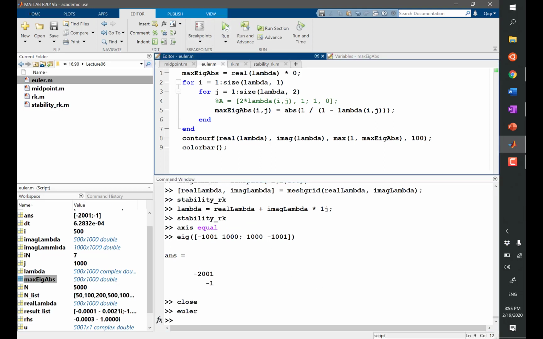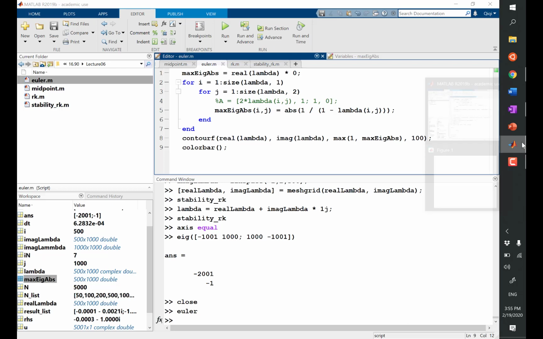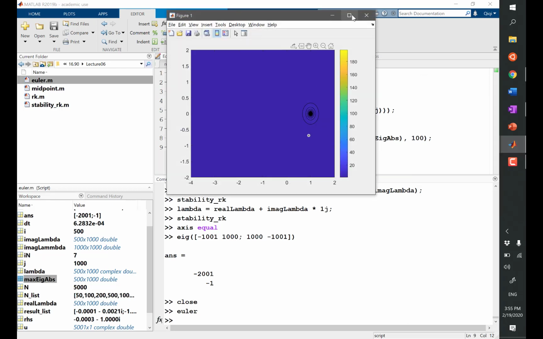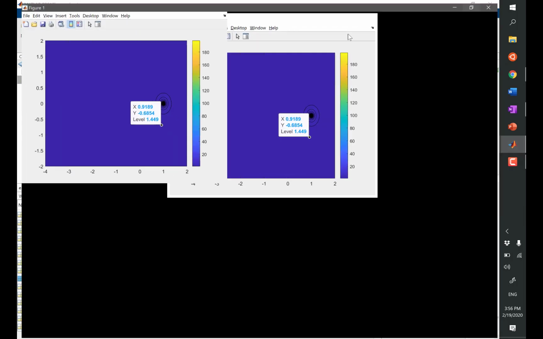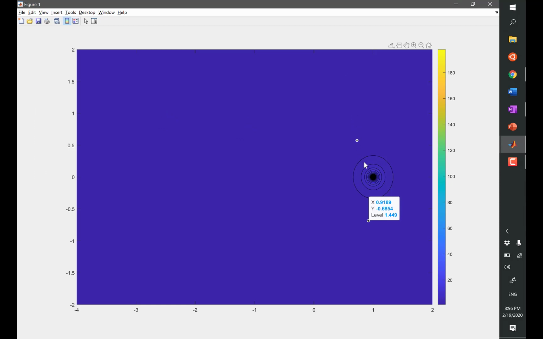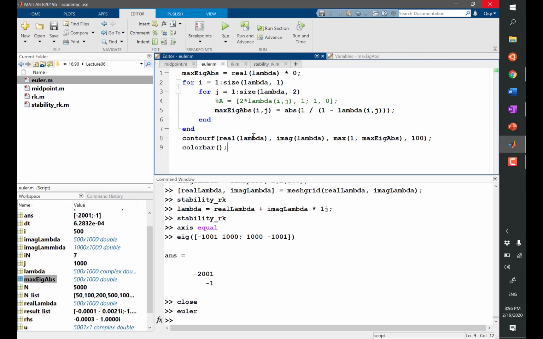If I run this, this is what we get. I think this color range is going to mess me up. So let me take a minimum of, let's say 2. Basically, let's cap it between 1 and 2.